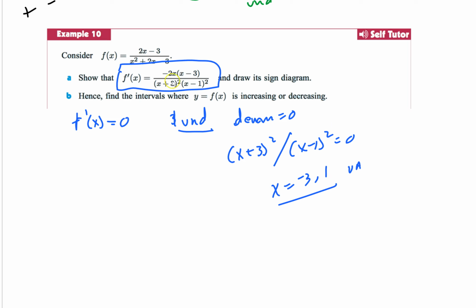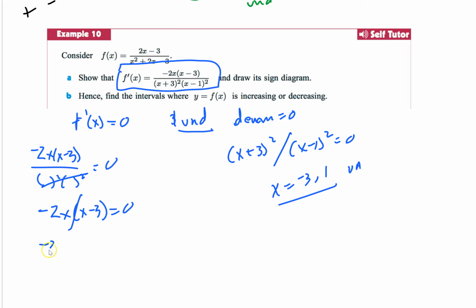Now to find out where f prime of x equals 0, you could set the whole thing equal to 0 and then cross multiply. But what happens when you cross multiply? These cancel out. All you have to do is solve the top, because 0 times anything is 0. All you have to do is solve this. We split it: negative 2x equals 0, and x minus 3 equals 0. Divide by negative 2, x equals 0, and x equals 3. So those are all my critical points. I set the derivative equal to 0, and I found where it's undefined.